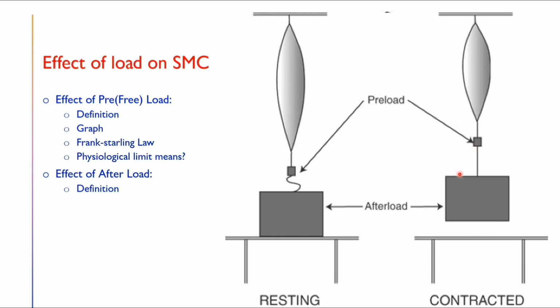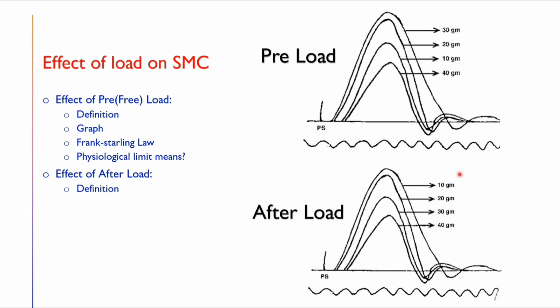So this is the graph showing preload and afterload both. Let's see the graph of afterload. What happens? At the 10 gram weight, this simple muscle curve is obtained. At 20 gram weight, this simple muscle curve is obtained. At 30 gram weight, this simple muscle curve, and at 40, this.